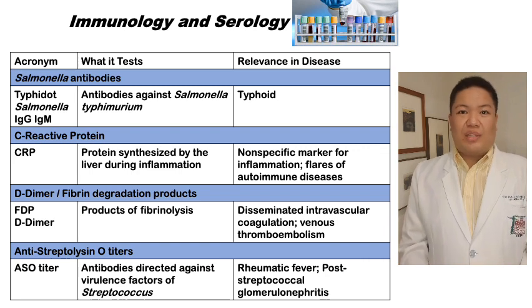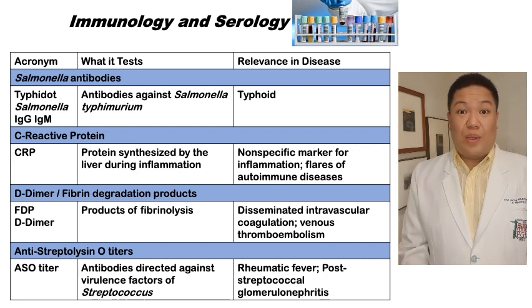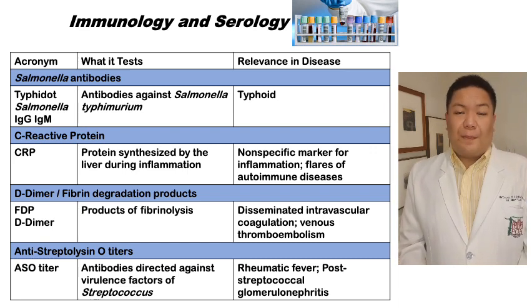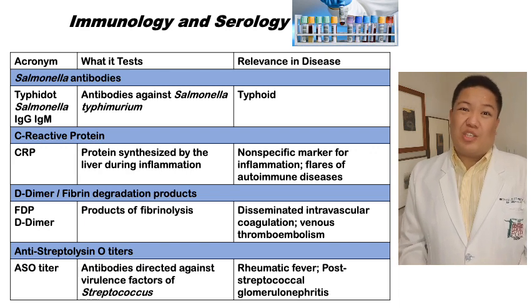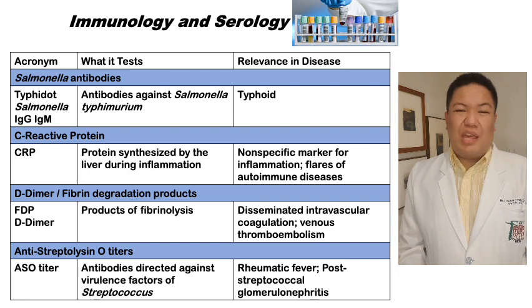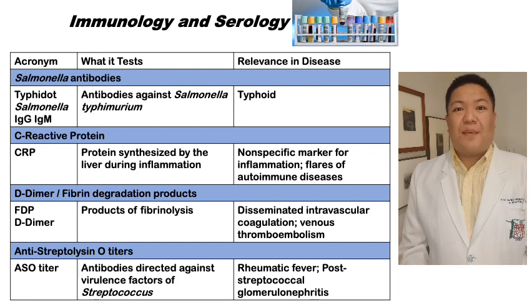The TIFI-DOT or tests for Salmonella, this is also where we can request it in the immunology lab. This is a test for typhoid. CRP is a marker for inflammation. We can also request it here in the immunology lab. While it is a marker of inflammation, it's actually not very specific.